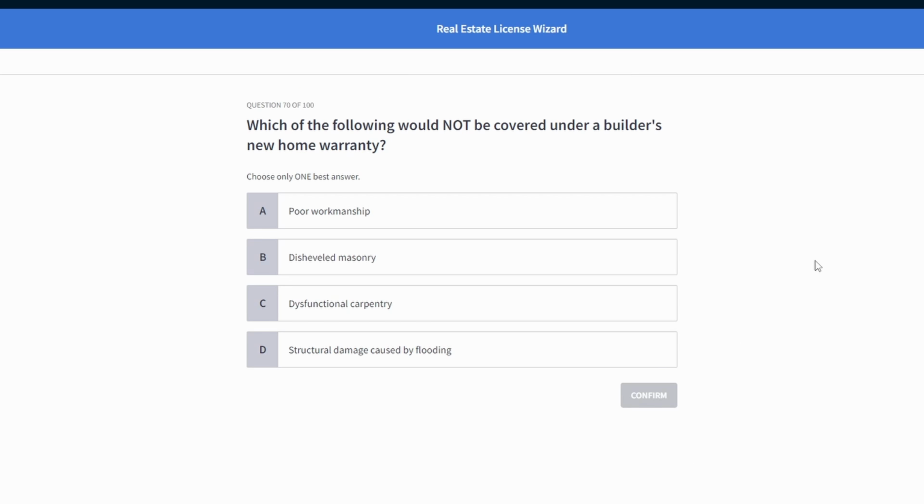All right, question 70. Which of the following would not be covered under a builder's new home warranty? A, public workmanship. B, disheveled masonry. C, dysfunctional carpentry. Or D, structural damage caused by flooding. So take a moment to think that one over.